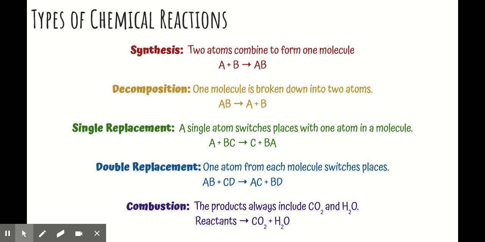I'm going to start here with synthesis. Synthesis is when 2 atoms combine to form 1 molecule. This is talking about 2 separate atoms, 2 singular elements in the reactants that are going to combine to produce a molecule. They have bonded together in that process. So you start with an A and a B separately that yields an AB molecule together.